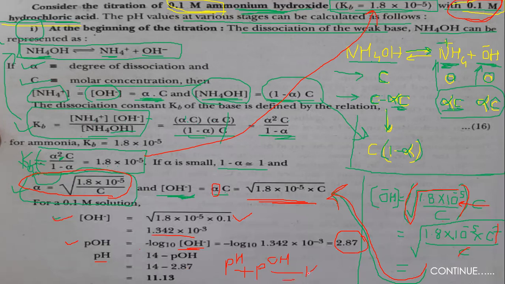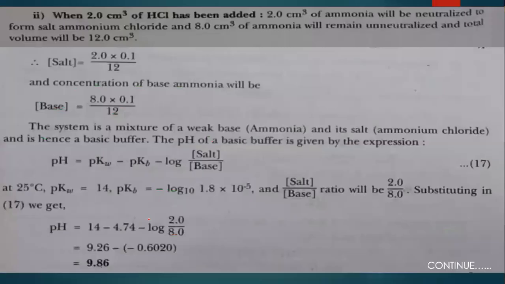So we have the value of pOH. You can find out the value of pH now. What is the pH value? 14 minus pOH, that is 11.30. Okay. So now when 2 ml of HCl is added, what will happen to the concentration?